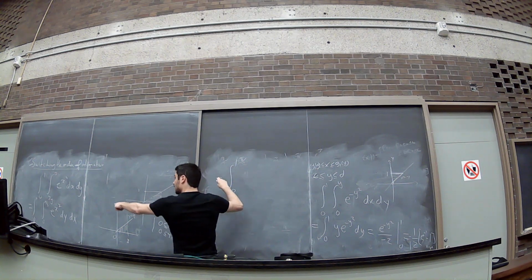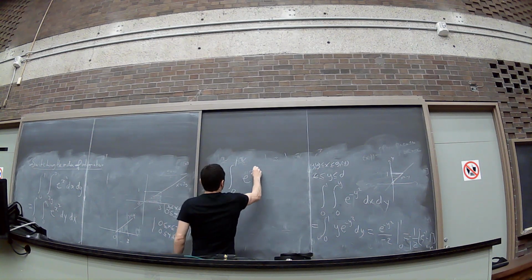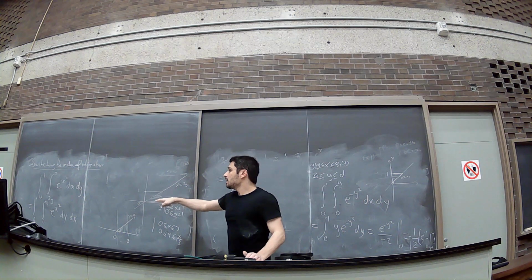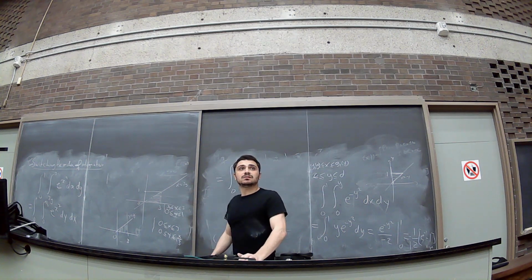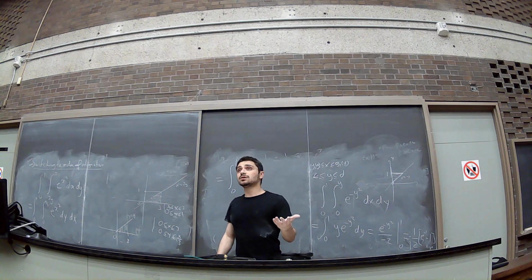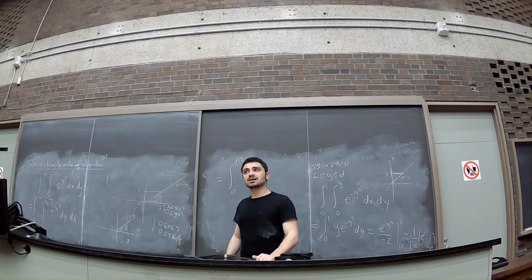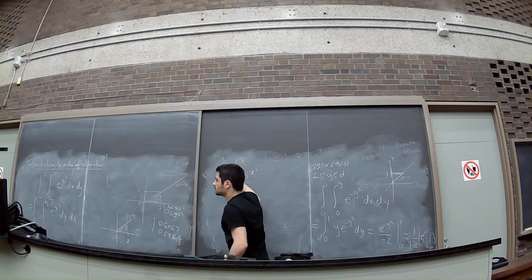Integral from 0 to 1, I have e^(x squared). Now, what is the integral of dy from 0 to x over 3? What is that integral? x over 3. Do we see that or not? Yes, 0 to 3.